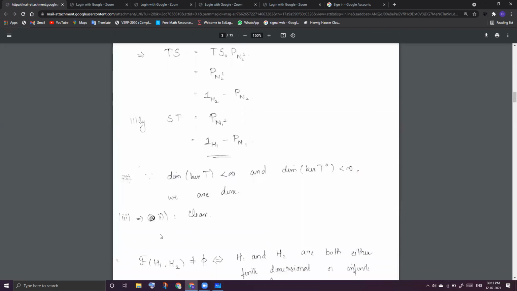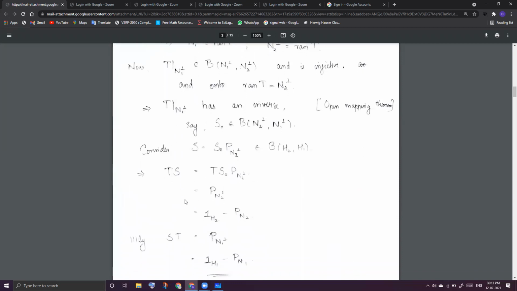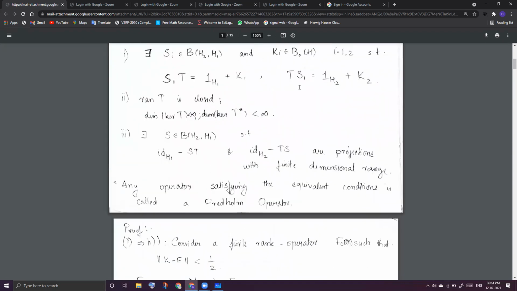Okay, so for 3 implies 1, we have that TS is equal to the identity on H2 minus a projection on a finite dimensional subspace. This projection is itself a finite rank operator and it is compact. So it's clear that it is of this form: TS2 is equal to 1 H2 plus K2. S2 and S1 are both S here.